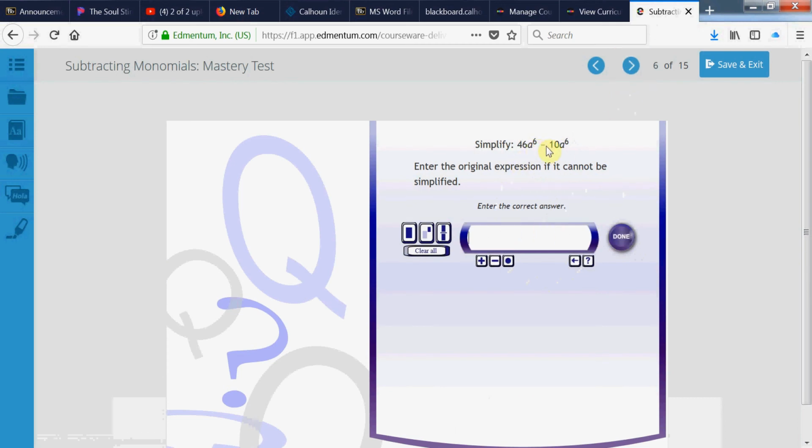They both have a to the 6, so they're like terms. Just subtract 46 minus 10. That just gives us 36a to the 6. Now, if it's just a monomial answer, to get that power key, that exponent key, I just use shift and the 6 above on your keyboard, the asterisk up for the power. Let's do that, and that just puts you there, and so then you get it.